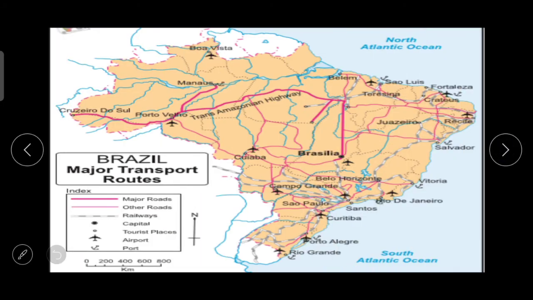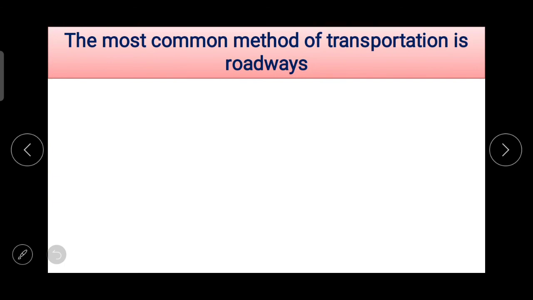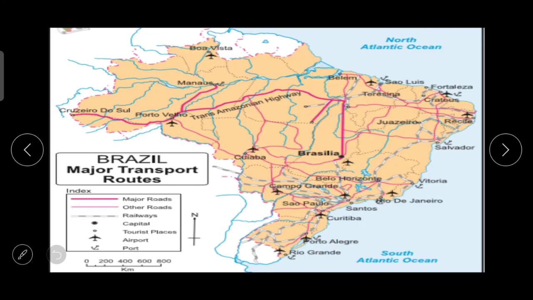Here now is figure 9.9 about the major transport routes of Brazil. So what you have to do is again study the transport map of Brazil in figure 9.3, which is on the screen, and answer the following questions. Here we have major roads, other roads, railways, capital, tourist places, airport and port. I'll see this with the questions. First one, which means of transport are seen on the map? On the map we can see the transport means: major roads, other roads, railways, capital, tourist places, airport, port, meaning airways, waterways and also roadways.